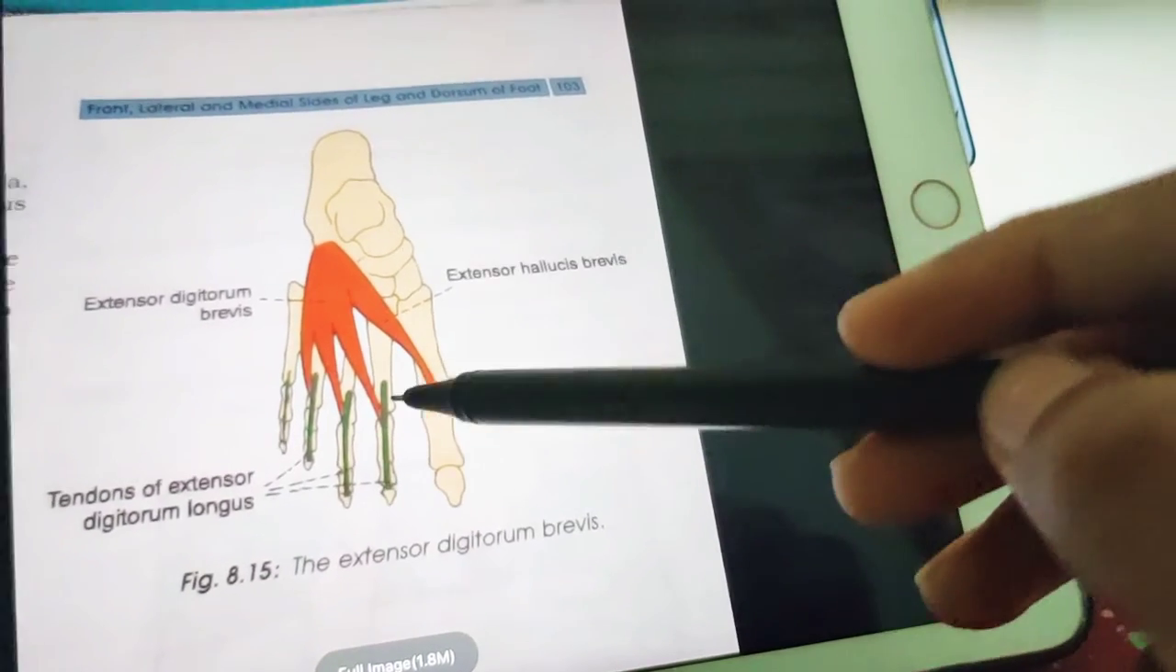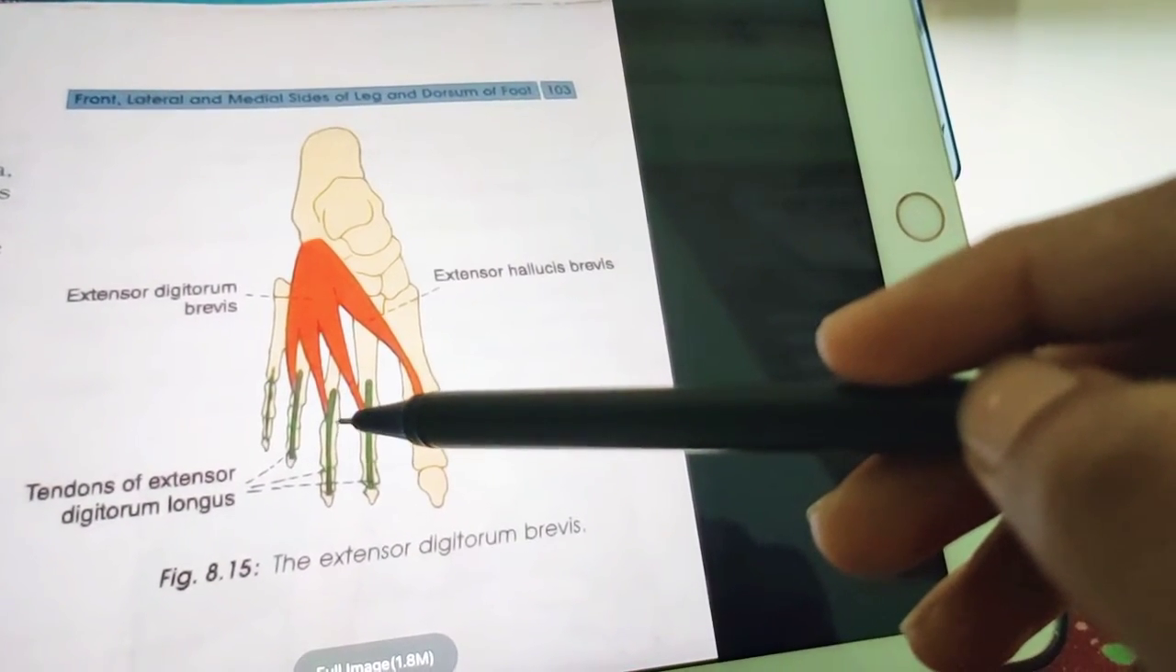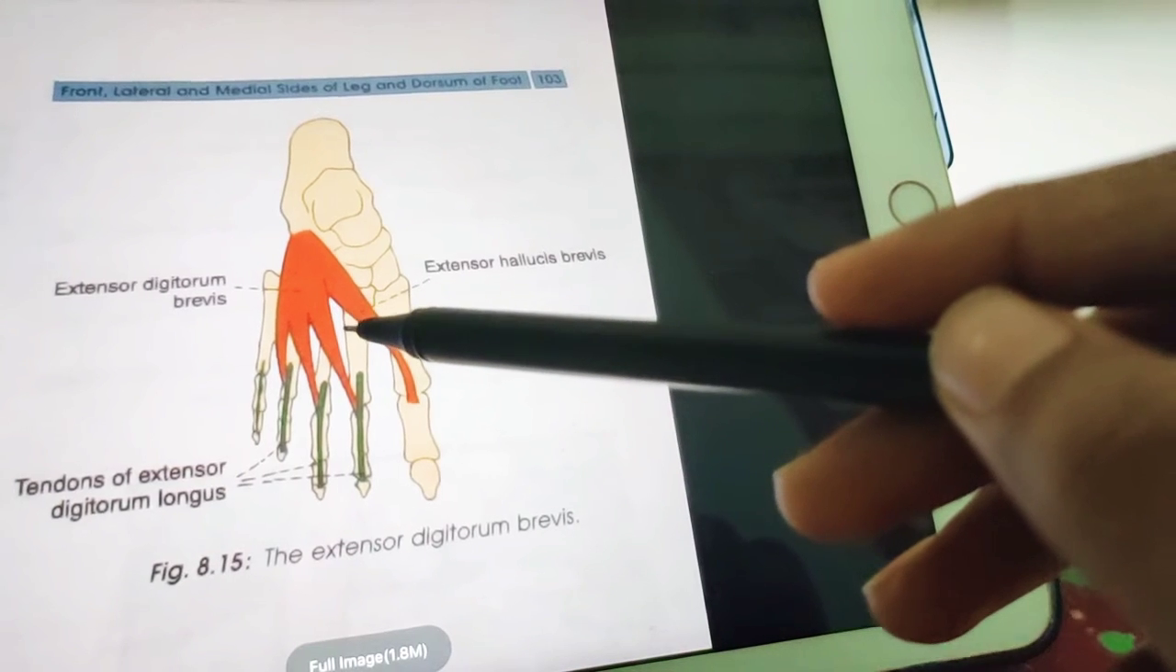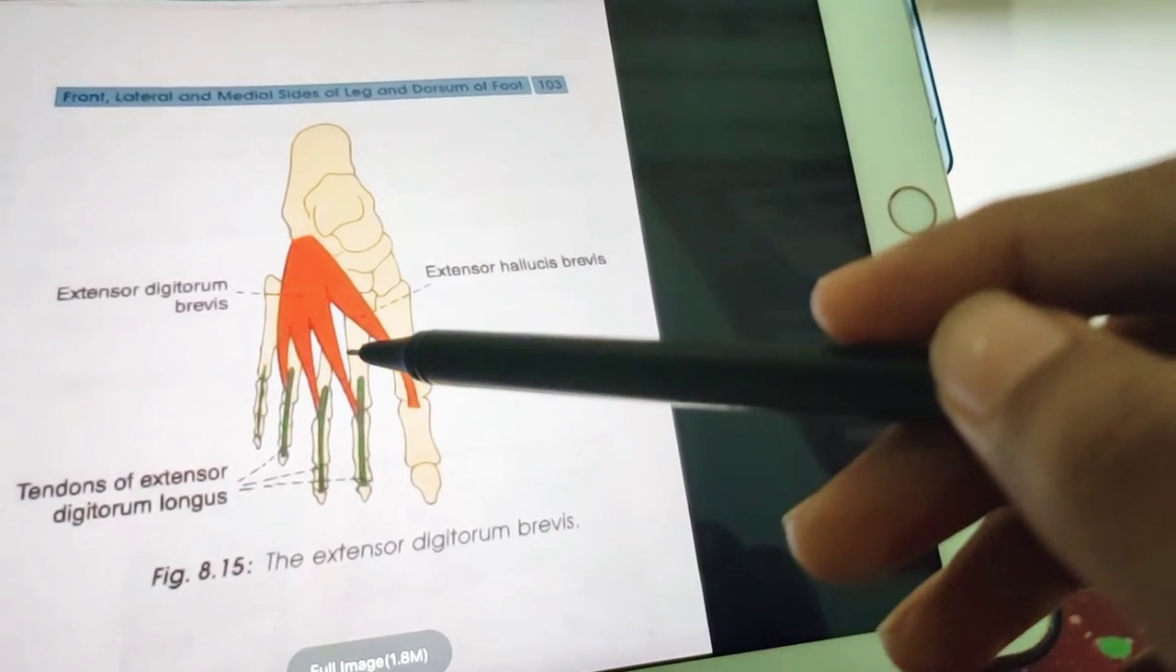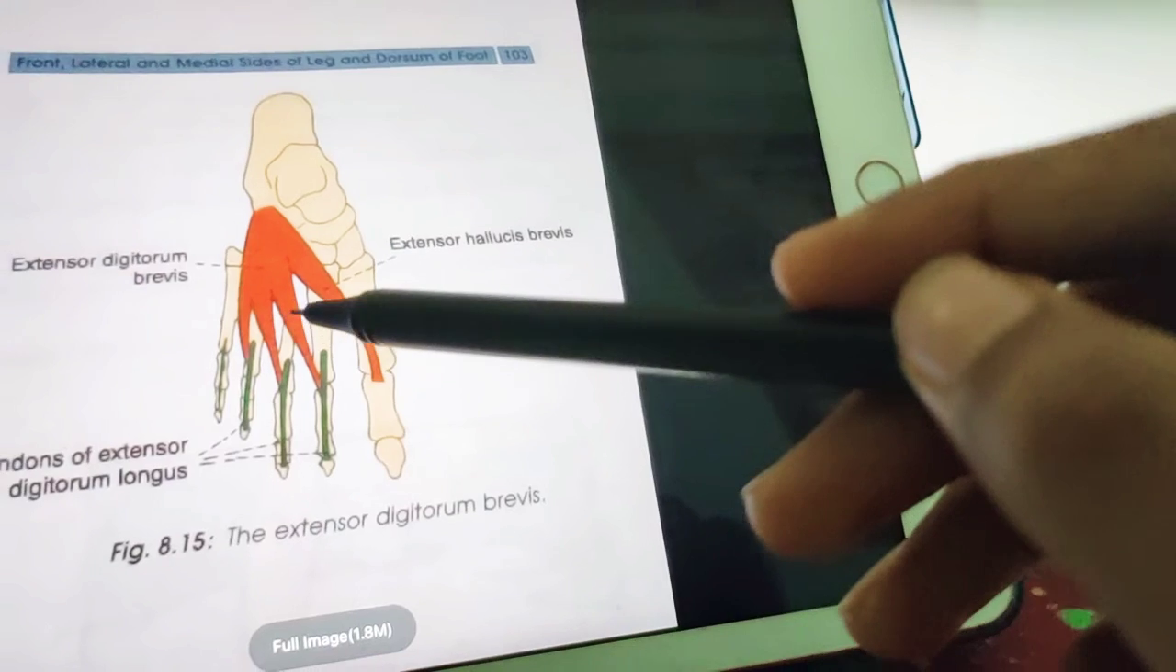So what is the nerve supply for this? It is supplied by the lateral terminal branch of the deep peroneal nerve, same as all the anterior compartment muscles. So what is the action of this muscle?